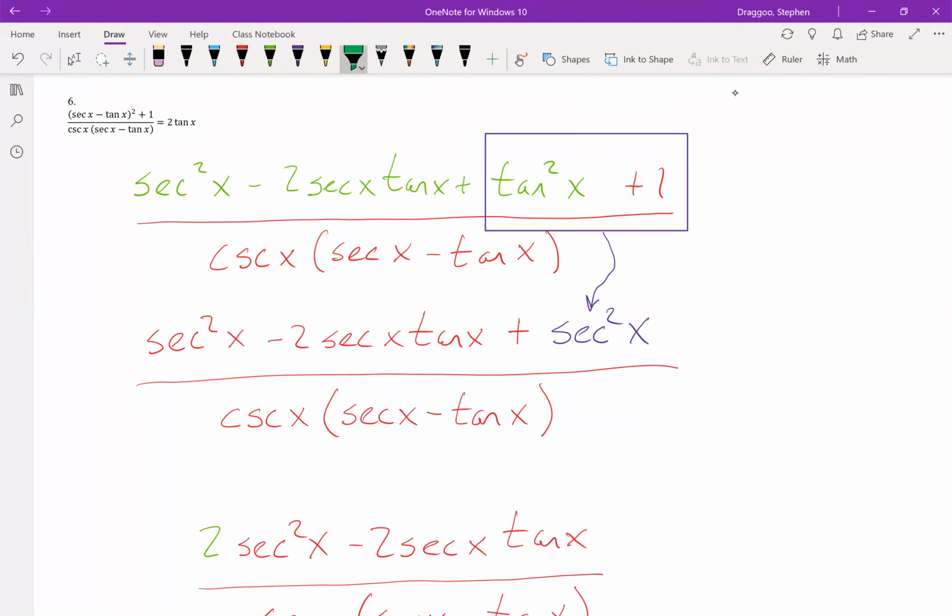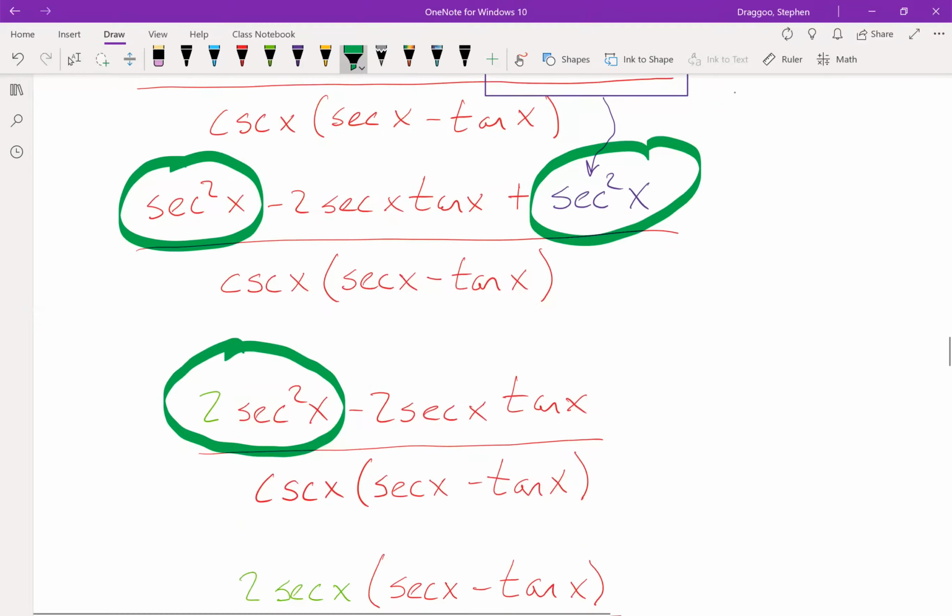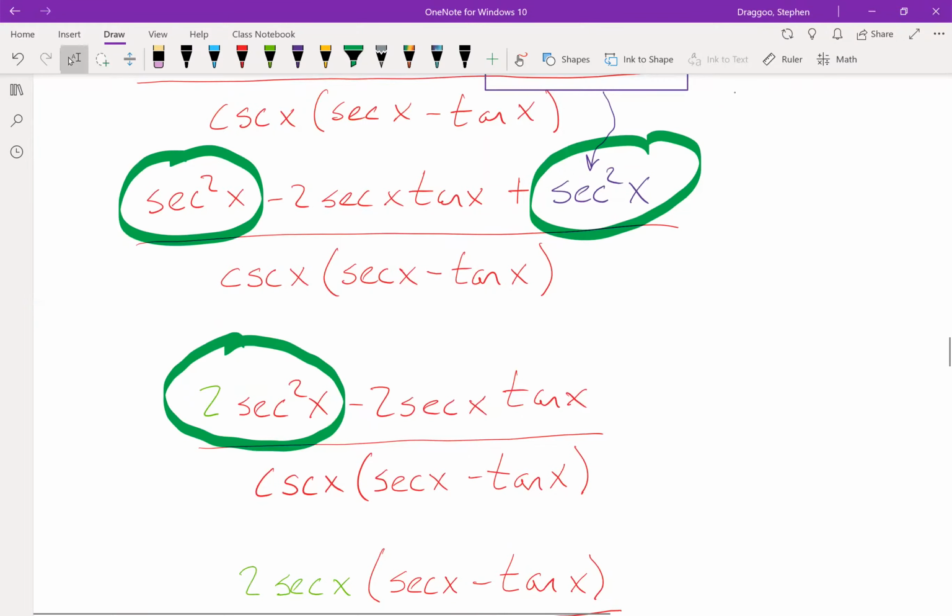Now I'm going to combine some like terms. I have a secant squared and a secant squared. Adding those together gives me 2 secant squared, which is the only step I took getting to that third line.